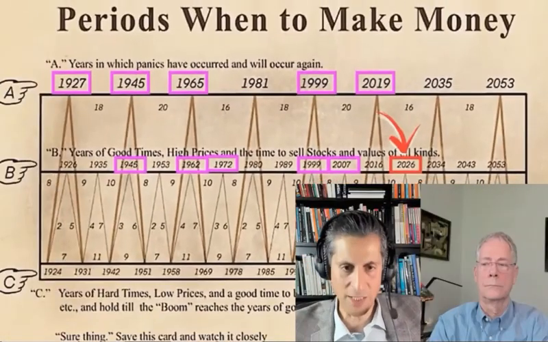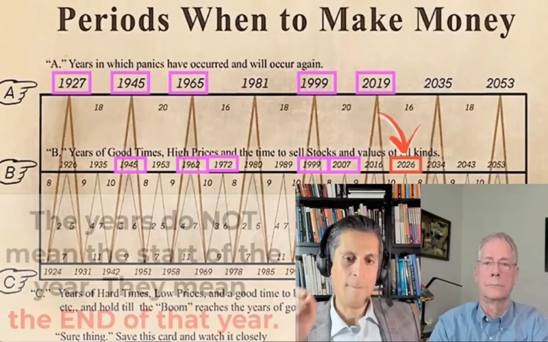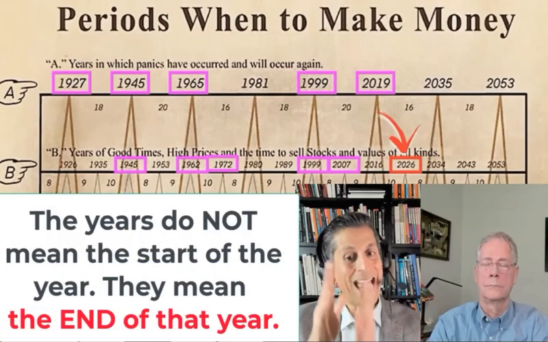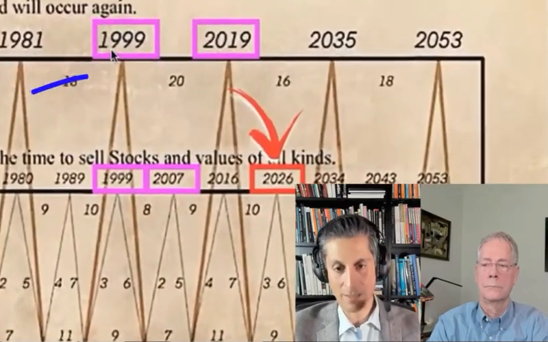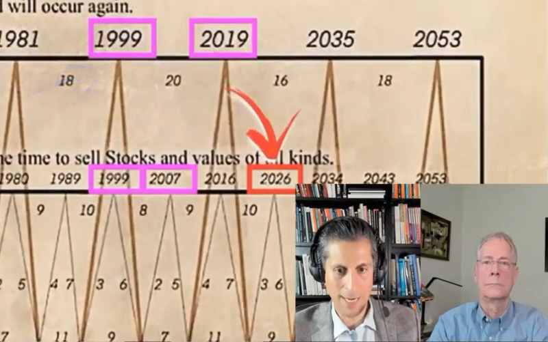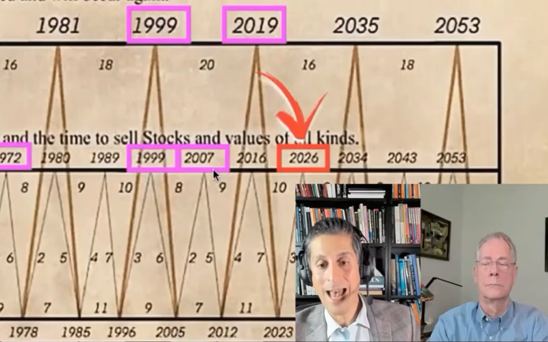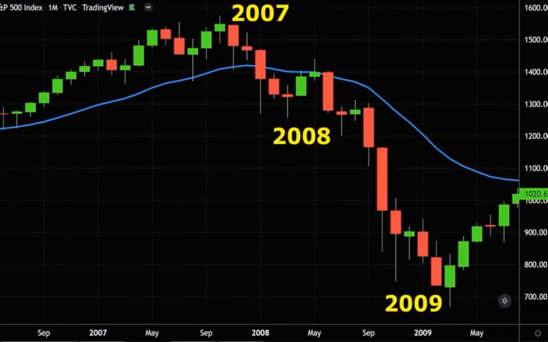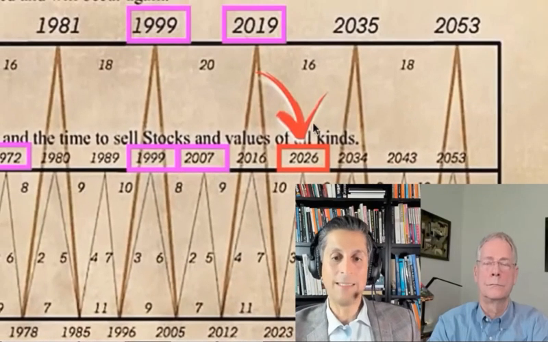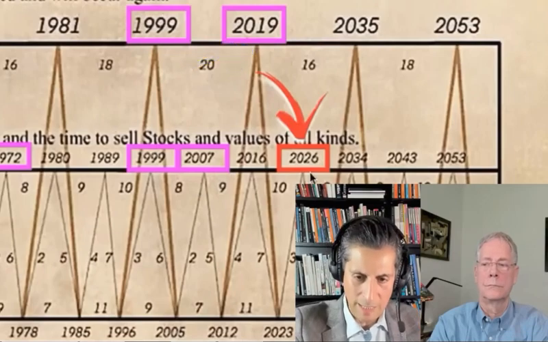By the way, Samuel Benner said these years mean the completion of the years, not the beginning. So when we see these years, I just want to make sure our YouTube viewers know this, the years do not mean the beginning of those years, it means the end. So, for example, he called the end of 1999 being the top, very close to the dot-com bubble crash, which lasted all the way to the early 2000s, and then the 2007 top, which then dropped and crashed. That was, of course, the Great Recession, as we know. And the end of 2019, that would be the COVID one.